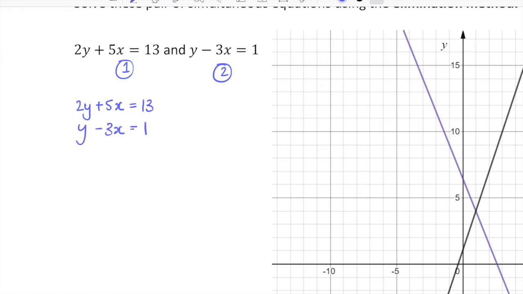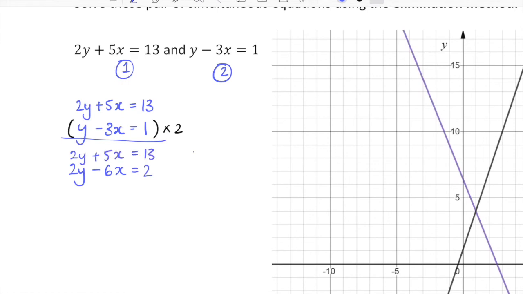what you can see here is that there's no actual pronumeral that I could cancel out or eliminate. I do have to do a little bit more work to this. So what I'm actually going to do is I'm going to look to cancel the y. So I can do that by multiplying the entire equation by 2. So what that's going to leave me with is 2y minus 6x equals 2. So I'm just going to write the first equation above this. So 2y plus 5x equals 13.